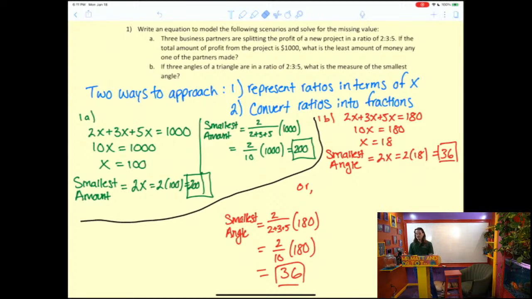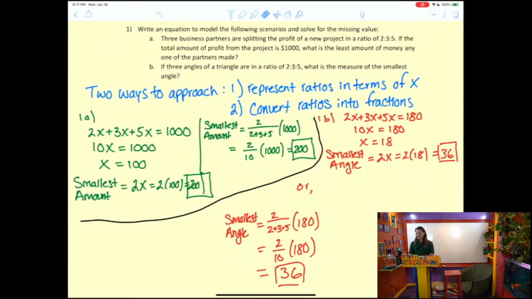For 1b, here we have to know that the sum of the interior angles of every single triangle has to be 180. So if they give us the ratio of these interior angles, we know that the sum has to be equal to 180. If we use the first method, we can represent each ratio element in terms of x, sum them together, and set it equal to 180 degrees. So we get 2x plus 3x plus 5x is equal to 180. So 10x is equal to 180. Dividing by 10, x is equal to 18.